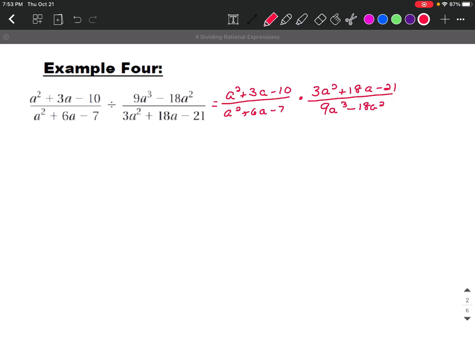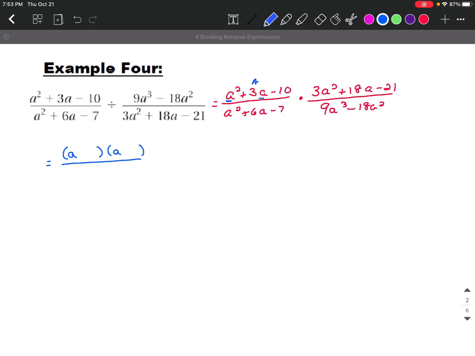Okay, now we're going to factor. So we're ready to factor. We look at the first trinomial in the top of the first fraction, a squared plus 3a minus 10. Since it's a trinomial with no greatest common factor, we're going to need 2 parentheses. And since we have an a squared in the front and an a in the middle, we know we need an a and an a.